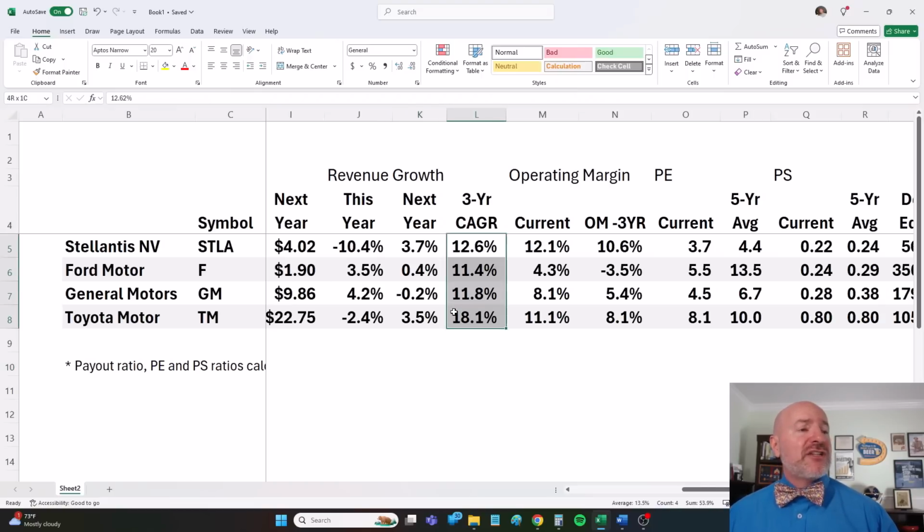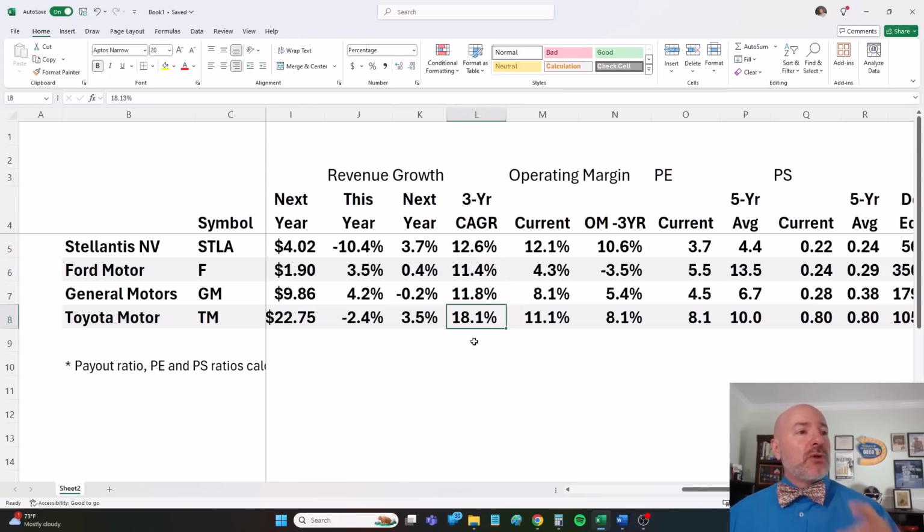The 3-year CAGR, though, what I like to look at is a little bit longer trends. I'm a longer term investor. If you're a longer term investor, this is what you want to look at: the 3-year, maybe the 5-year trends in these, and those compound annual growth rates. All right. And what we see here is these 3 companies, 11.8, 11.4, 12.6% growth a year. Very, very similar across those 3 as far as annual growth in revenue.